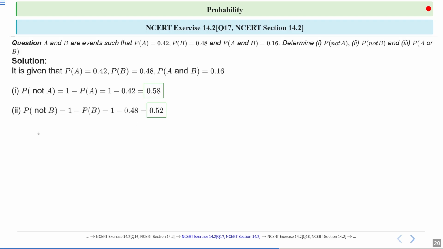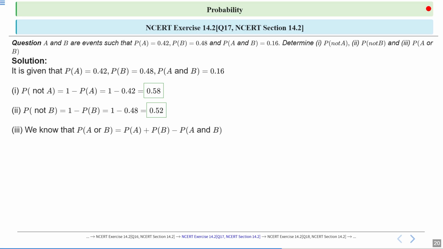Now probability of not B. So probability of not B is nothing but equal to 1 minus probability of B. Okay, and we have given probability of B is 0.48. So now put the value of probability of B as 0.48, then we will obtain probability of not B equal to 1 minus 0.48, and this is equal to 0.52. So probability of not B is equal to 0.52.